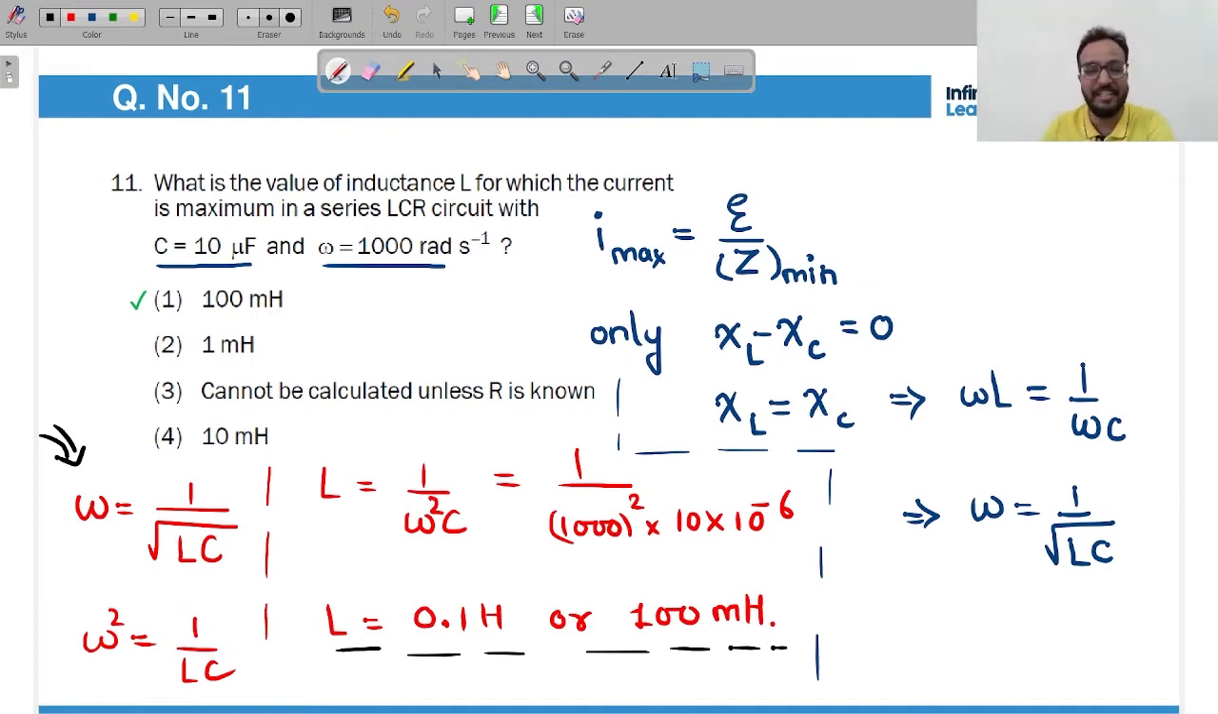Okay, now I hope you have understood how to find the value of omega so that the current is maximum. Current is maximum when Z is minimum. Impedance is minimum when resonance has been achieved.